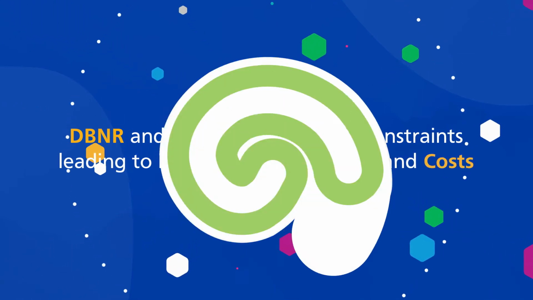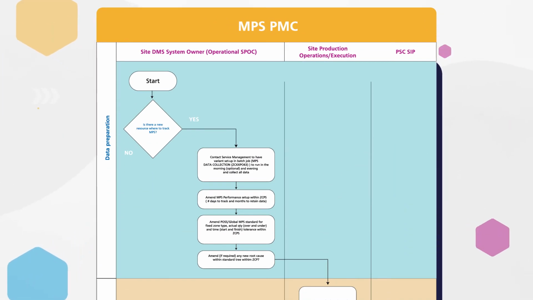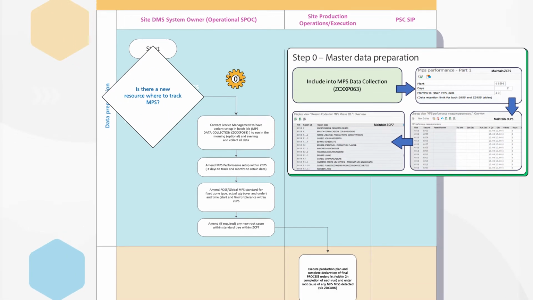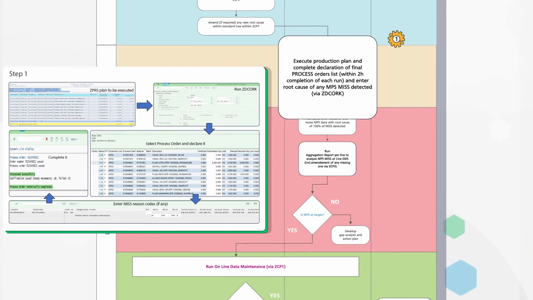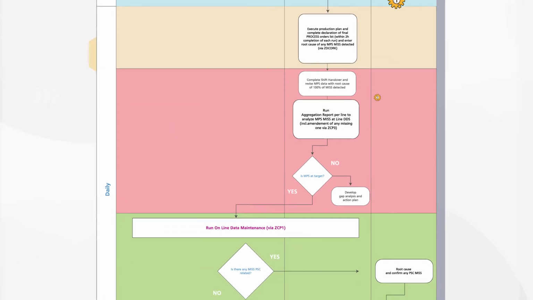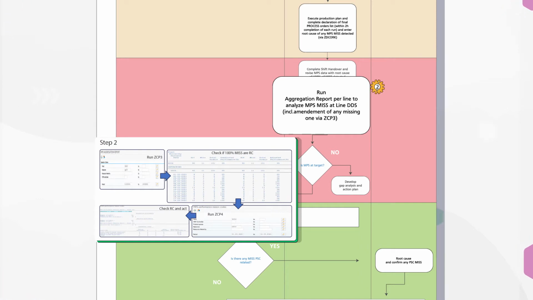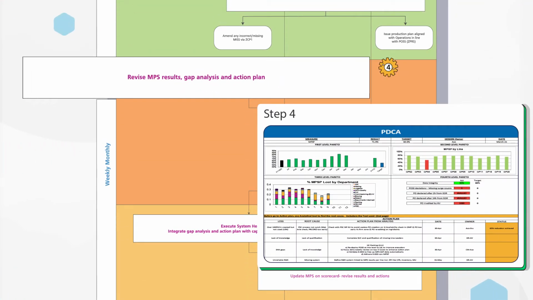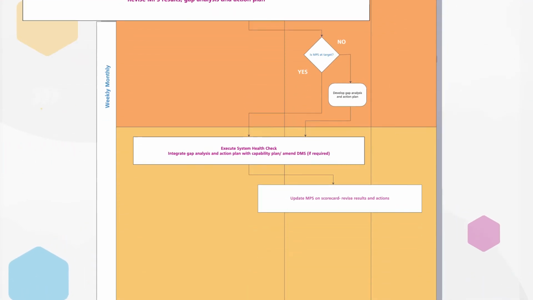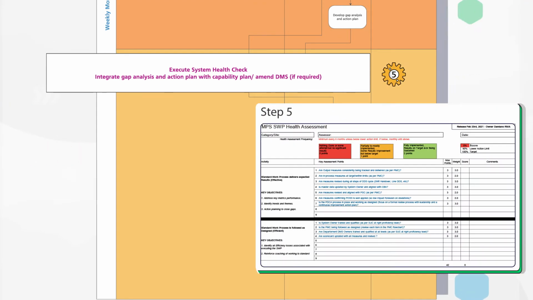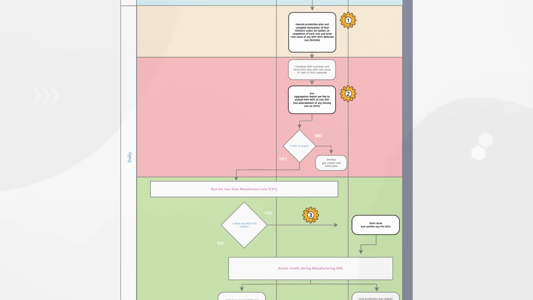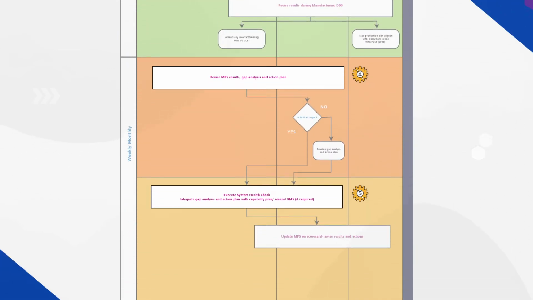There are 6 main blocks to the MPS DMS. Master data preparation, production execution and miss justification, DDS cycle with MPS consolidation, aggregation and sharing alignment with PSC, PDCA with gap analysis and action plan, system health audit execution and ongoing reviews. You can see these blocks highlighted on the DMS flowchart on the corporate SharePoint.